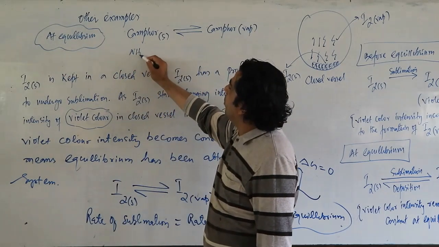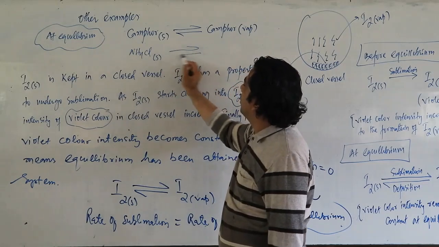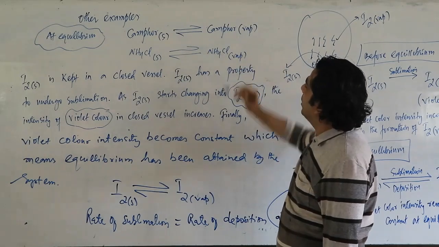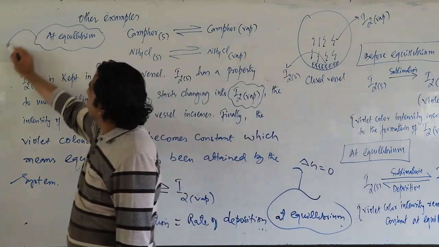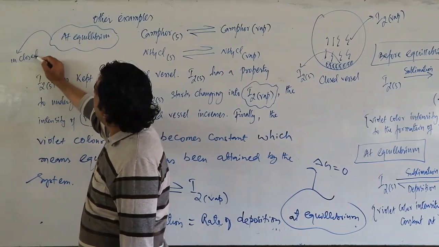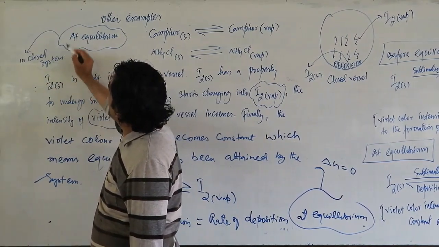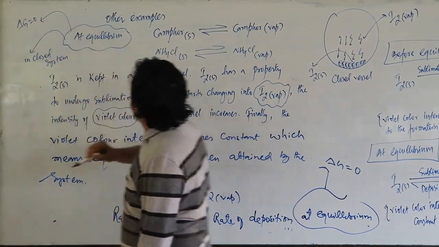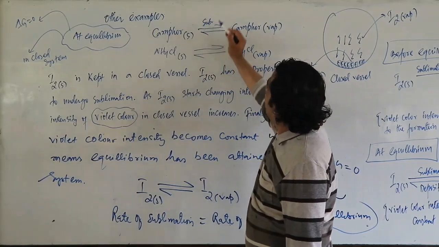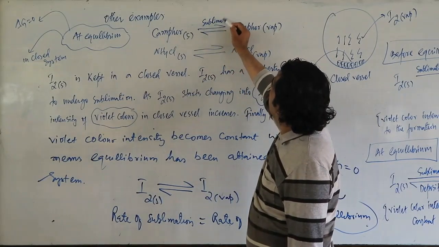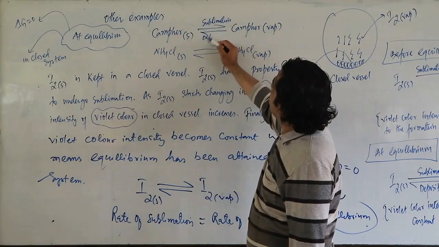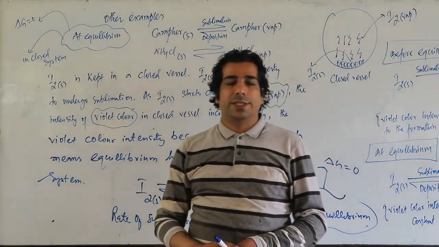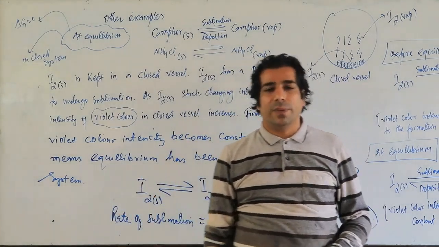Or you can take ammonium chloride solid, and then it will become ammonium chloride vapors. Yes or no? At equilibrium in closed system or closed vessel, you can say. And here also we know that delta G is equal to 0, my dear friends. So this is your sublimation and this is your deposition. So these are the other examples for solid vapor equilibrium, my dear friends. Please make note of this.